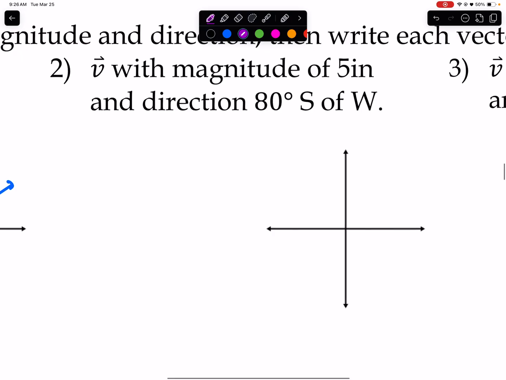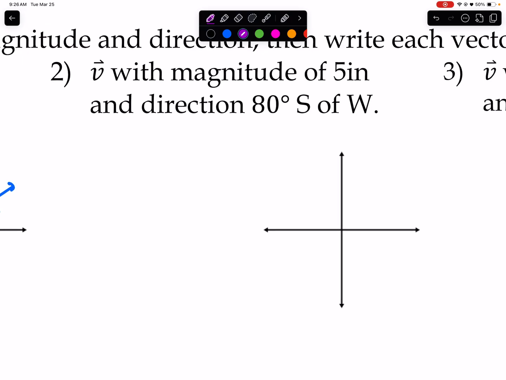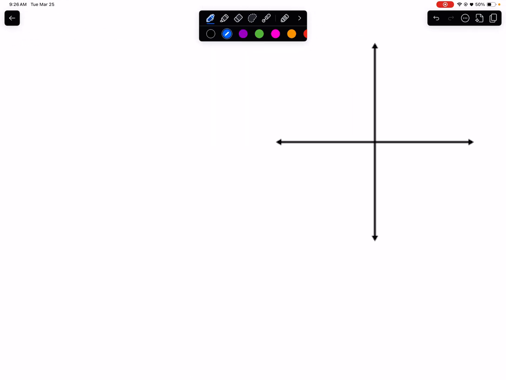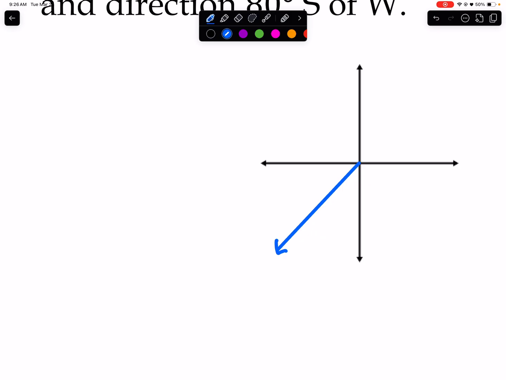So now looking over at number 2, we're given a vector with magnitude of 5 inches in a direction 80 degrees south of west. So to start off, I have a vector that's going in the direction of west, but then I want to go south. So 80 degrees, so it's going to be pretty close to 270.